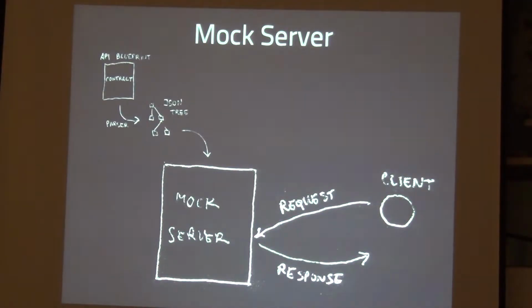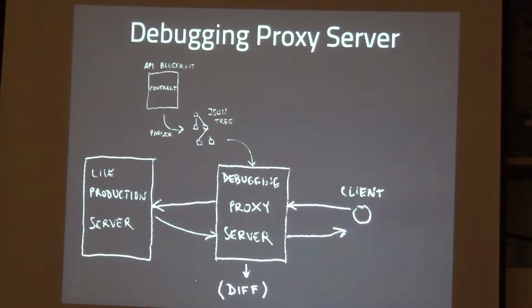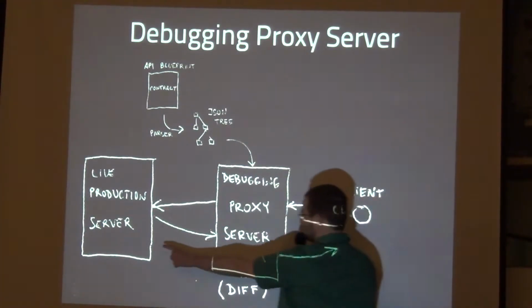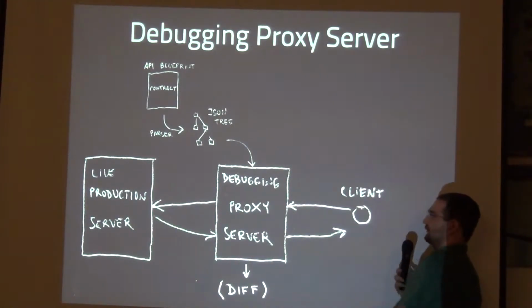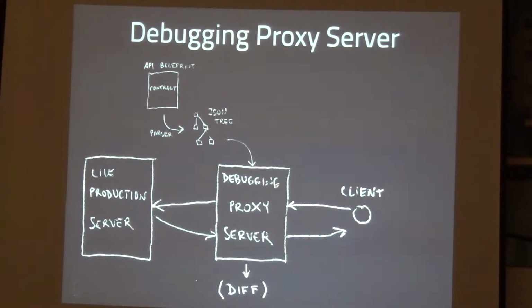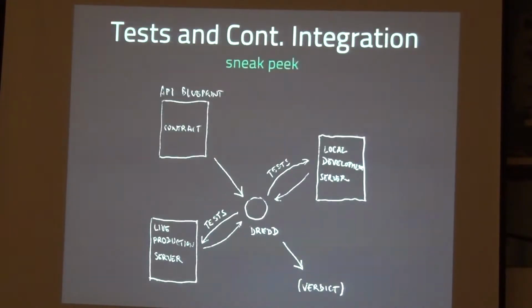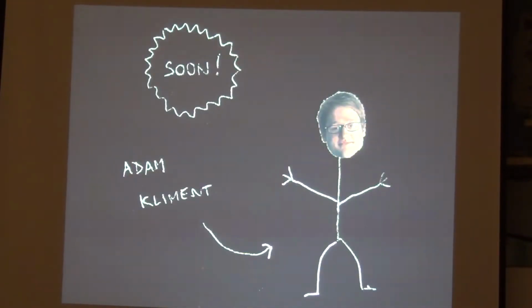We provide a mock server, which gives you instant mocks for clients. We provide a debugging proxy server, which allows you to debug your implementation on a live production server by recording the communication and getting a diff of what was written in the blueprint and what was in the actual communication, so you can see where the problem is. We have tests you can put in continuous integration. You can test your live production server or local development server, and that is something Adam will talk about in a minute.